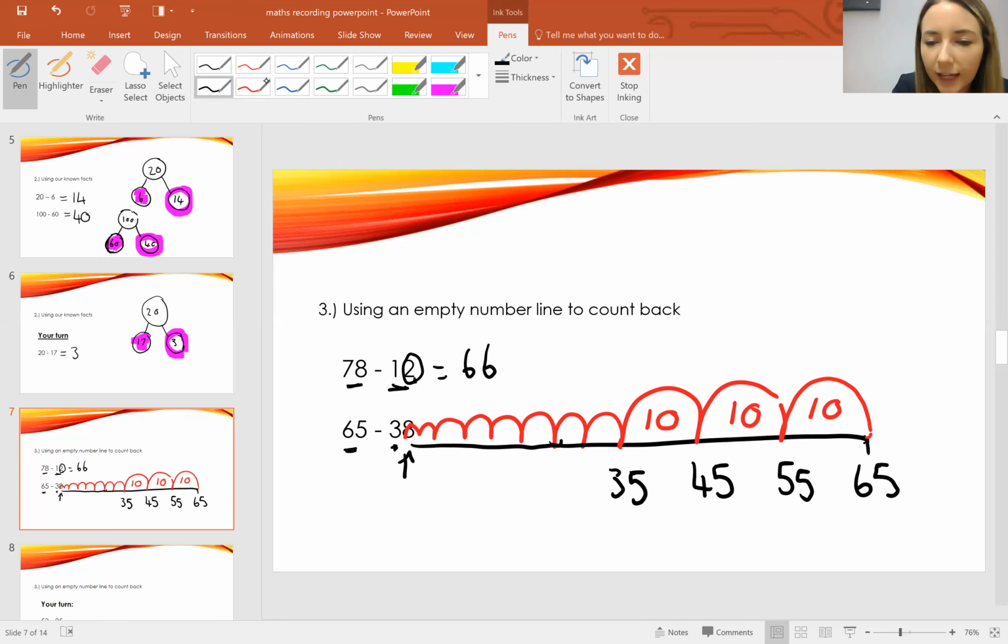So let's count back 35, 34, 33, 32, 31, 30, 29, 28, 27. Make sure you leave yourself enough space, unlike me, so that you've got enough space to actually work out the answer.